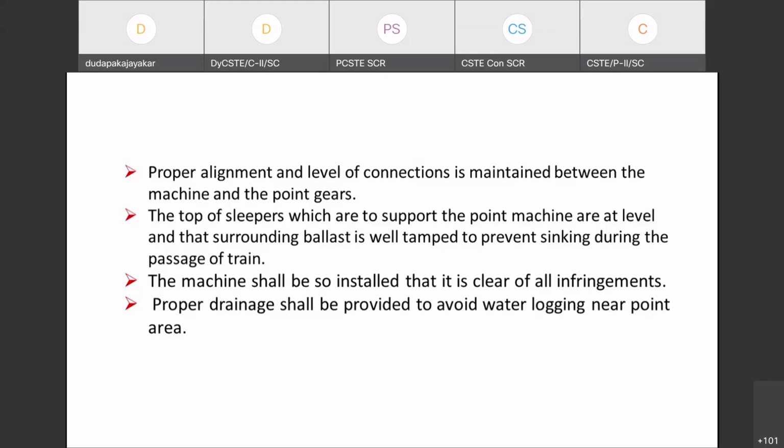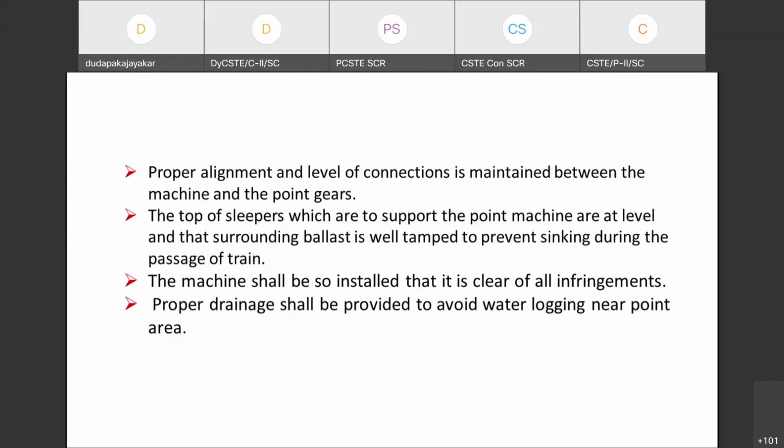But you worked in open line. You can share your experience while you worked in open line, and that of the SSE, SCR, JE, and even the maintainer also. What sort of issues did you come across regarding maintenance and adjustment of the point machine? If you recollect, you will be able to share your experience.